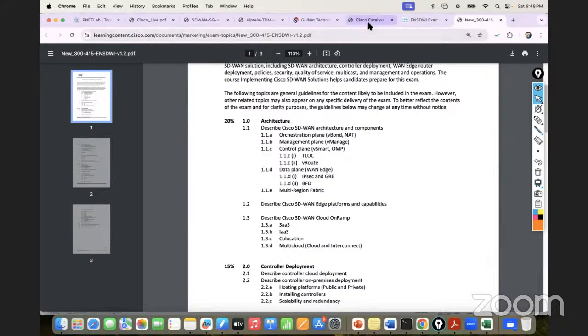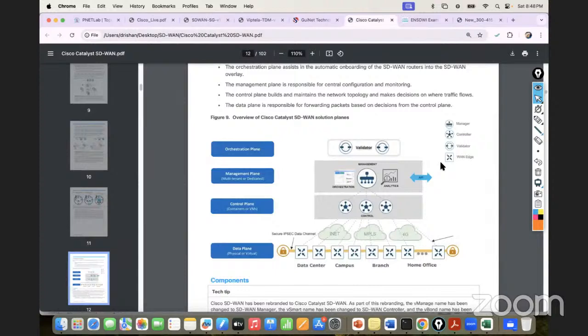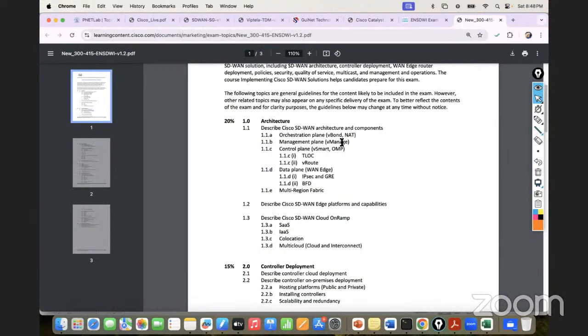But in the Catalyst SD-WAN, all these names are gone. But as per the official course outline, you should always know about the vBond, NAT, management plane. You have to understand the control plane, vSmart, OMP, TLOC, vRoute. You have to understand IPsec, GRE, BFD, multi-region fabric, how it is going to work. So this is all about your architecture understanding.